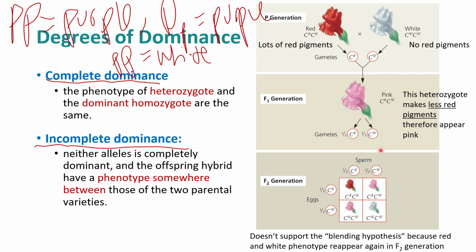This might sound like the blending hypothesis, which states that the traits of both parents blend together in the offspring, but it doesn't support this, because when you go into the F2 generation, you'll see red and white both appear again, because now we have the chance to have homozygous dominant or homozygous recessive again once we have our heterozygotes breeding. So this isn't actually a blending hypothesis; this trait shows what we call incomplete dominance.